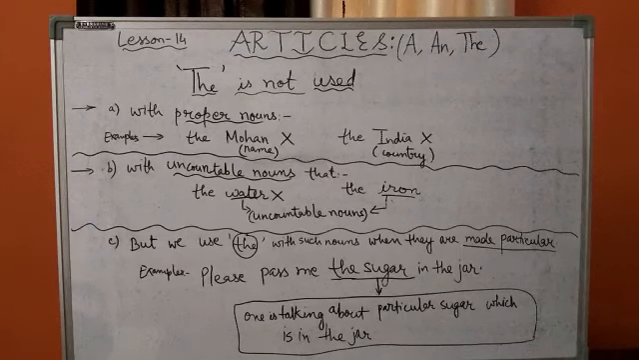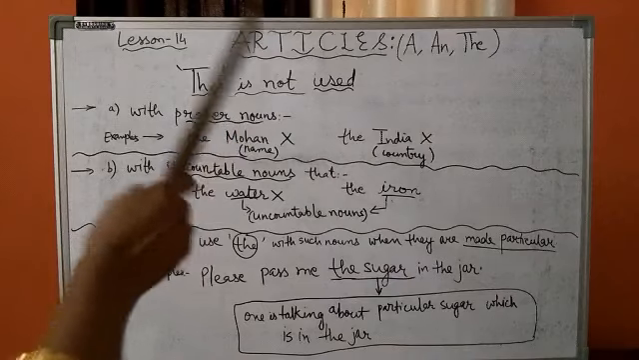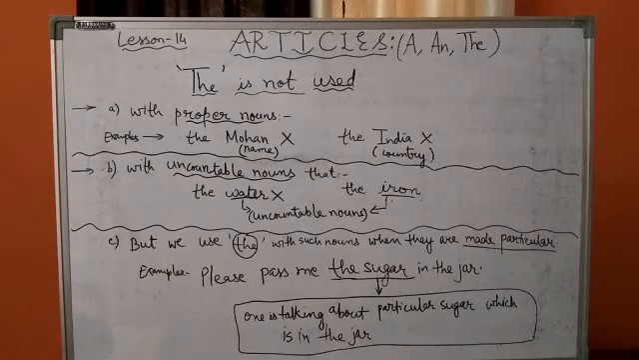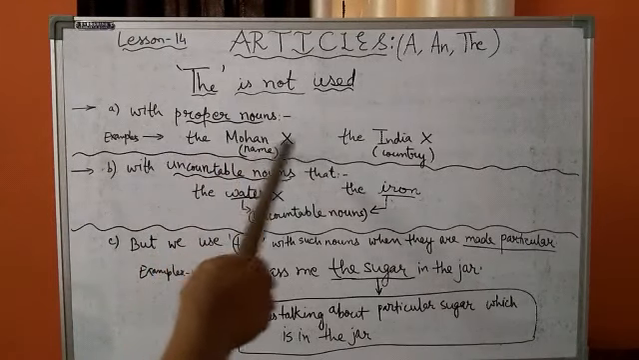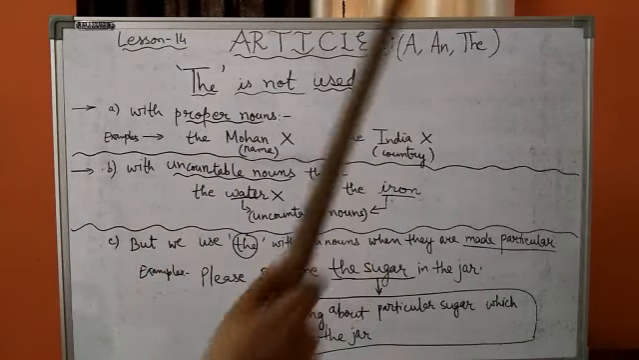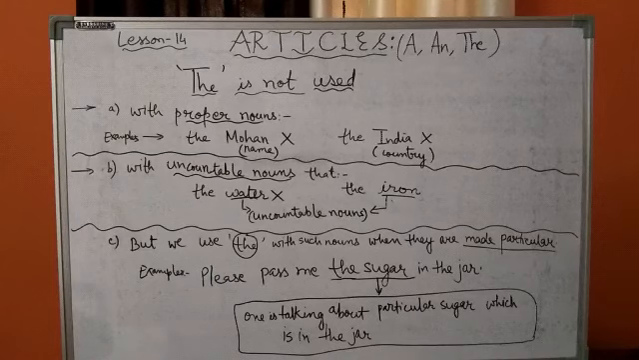Students, our next topic is where the is not used. There are 3 rules we will study where not to use the. First, number 8, with proper nouns, any name of a person or a country, we will not put the. For examples, the Mohan. Mohan is a name. The India. India is the name of a country. So we will not use the.